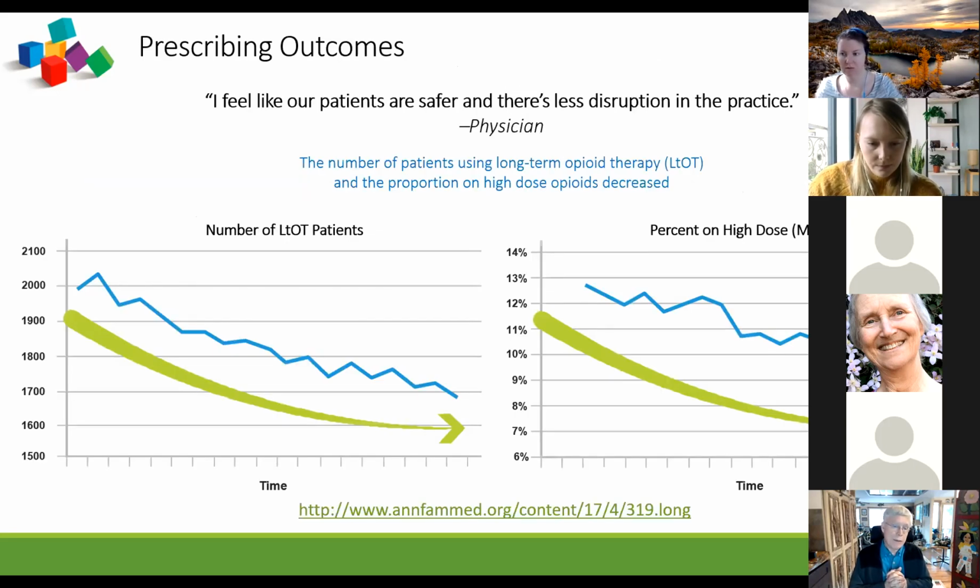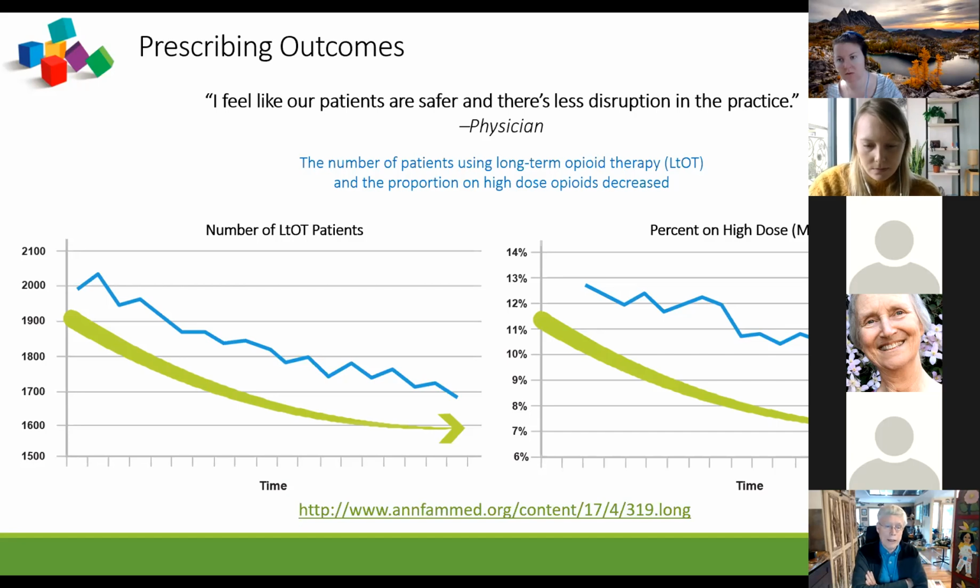And this is what happened in the original study we did. There were 20 clinic sites, all of them rural clinics. These were 6 rural organizations that had 20 clinic sites. And you can see a decline in the number of patients who are on opioids, and a decline in the percentage of patients who are on higher dose opioids.